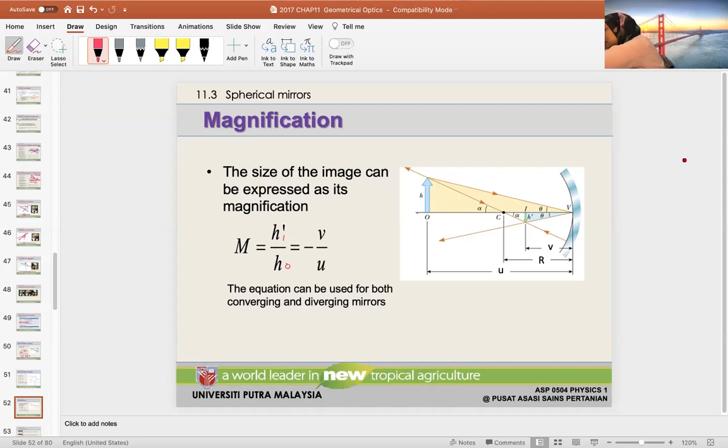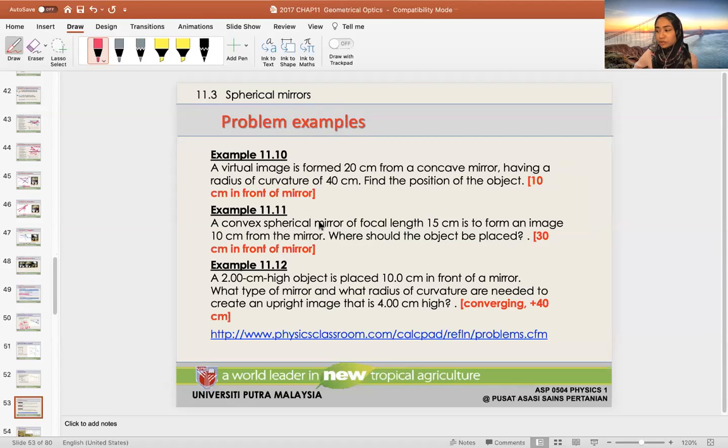Wait, I read another textbook earlier. Height of the... oh right, height of the image. Okay, height of the image over the height of the object. Okay, and this is negative distance of the image to the mirror over the distance of the object to the mirror. This equation can be used for both converging and diverging. Okay, let's do this example.